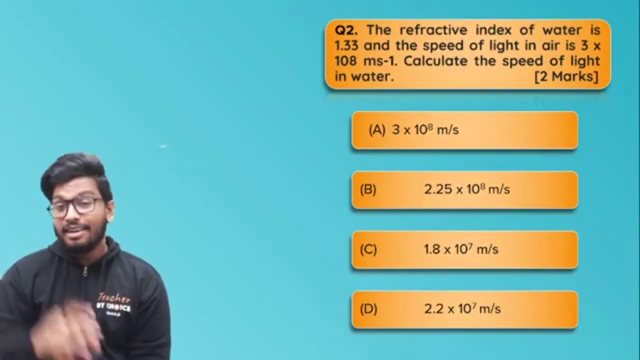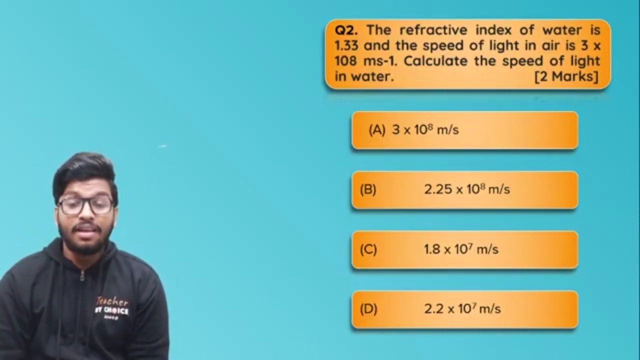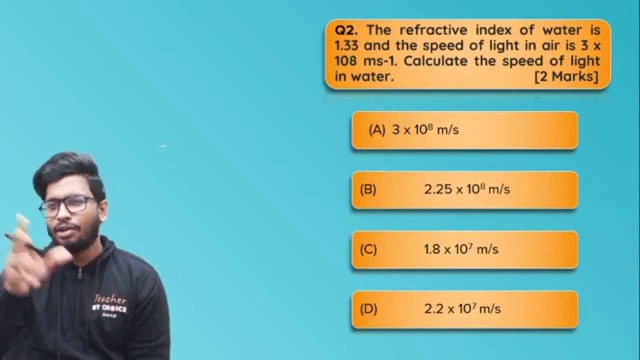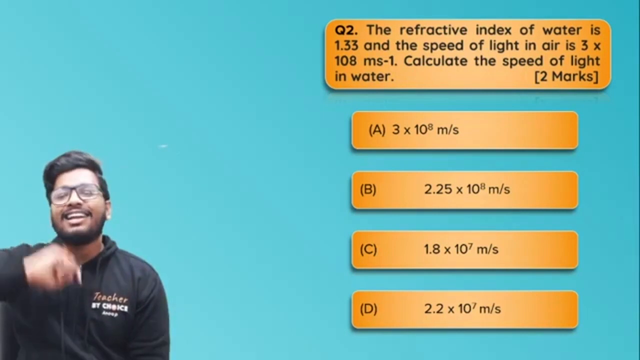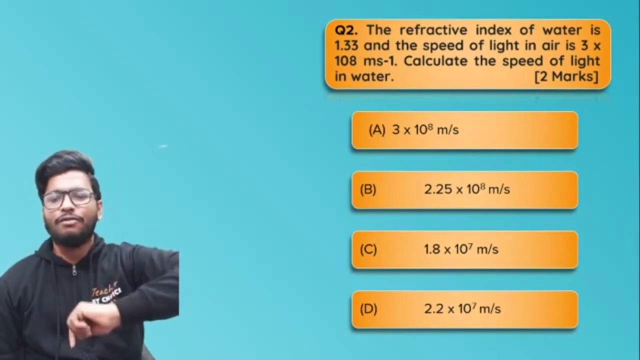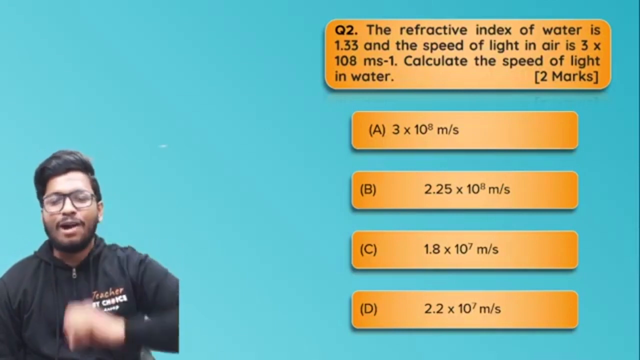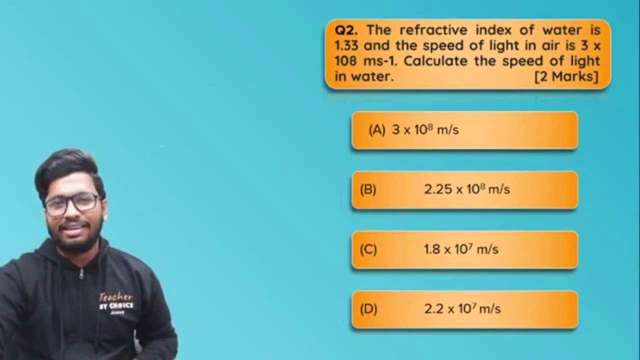2 mark question. Your question is, the refractive index of water is given as 1.33 and the speed of light in air is 3 into 10 to the power of 8 meter per second. It's not 3 into 108, it's 3 into 10 to the power of 8 meter per second. And calculate the speed of light in water. Your options are 3 into 10 to the power of 8 meter per second, 2.25 into 10 to the power of 8 meter per second, 1.8 into 10 to the power of 7 meter per second, or 2.2 into 10 to the power of 7 meter per second.